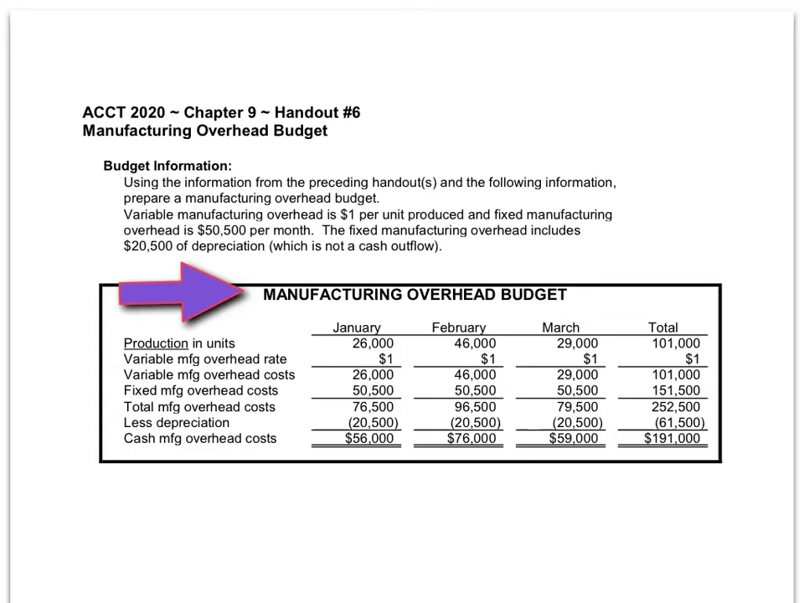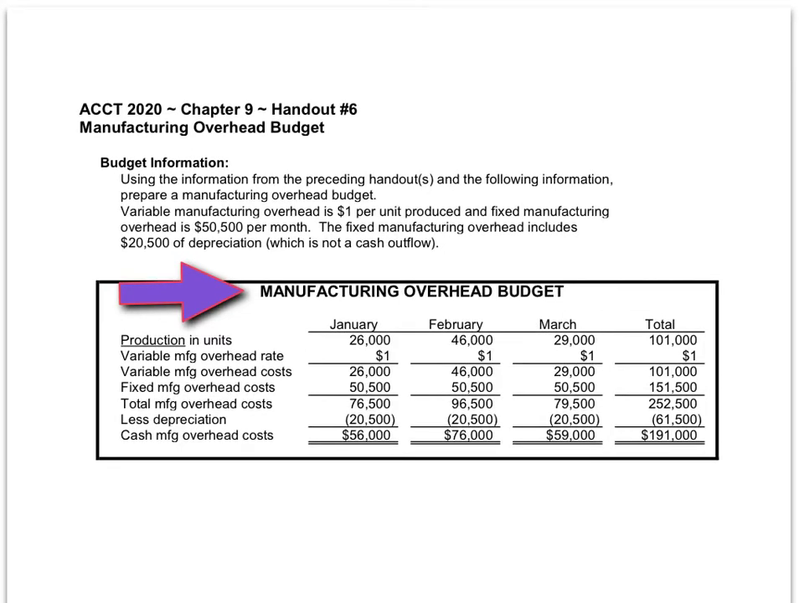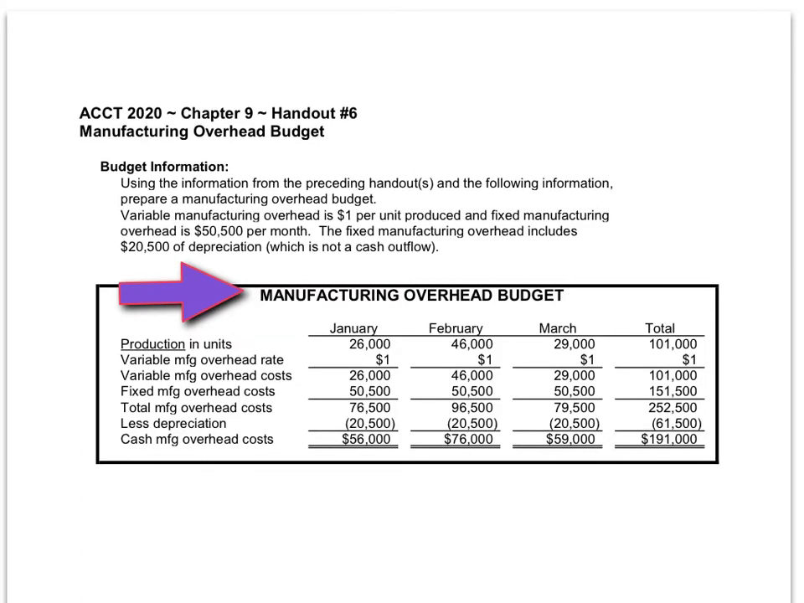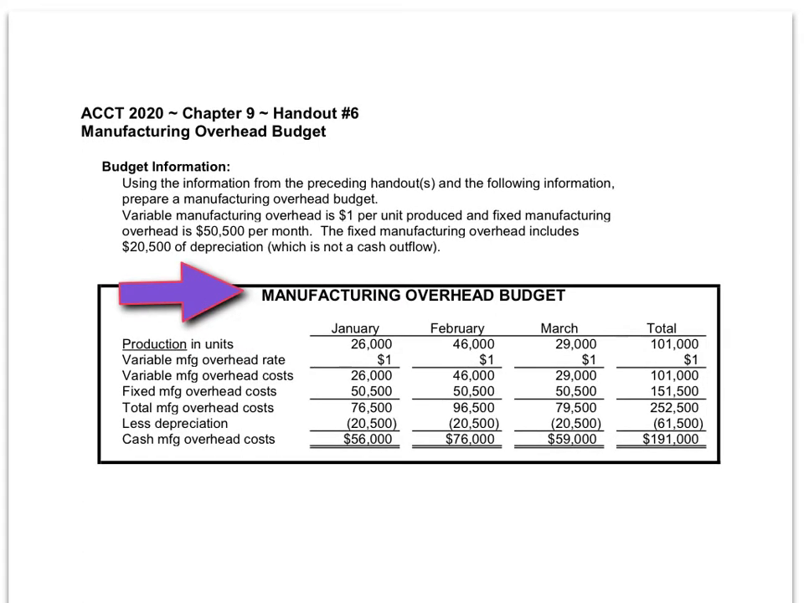Manufacturing overhead budget. Now, this budget uses information from the preceding handouts, and the manufacturing overhead consists of variable and fixed overhead. So we've got the variable overhead is $1 per unit produced, and fixed manufacturing overhead is $5,500 a month. And the fixed manufacturing overhead includes $20,500 of depreciation, which is not a cash outflow. And that comes into account when we do our cash budget.